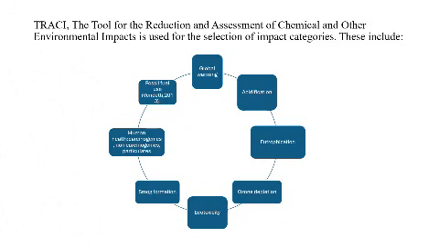The Tool for the Reduction and Assessment of Chemical and other environmental Impacts is used for the selection of impact categories. This includes the following: global warming, acidification, eutrophication, ozone depletion, ecotoxicity, smog formation, human health, carcinogenics, fossil fuel use.